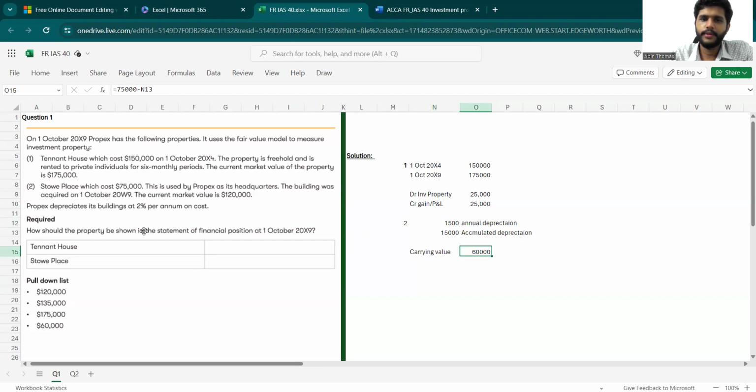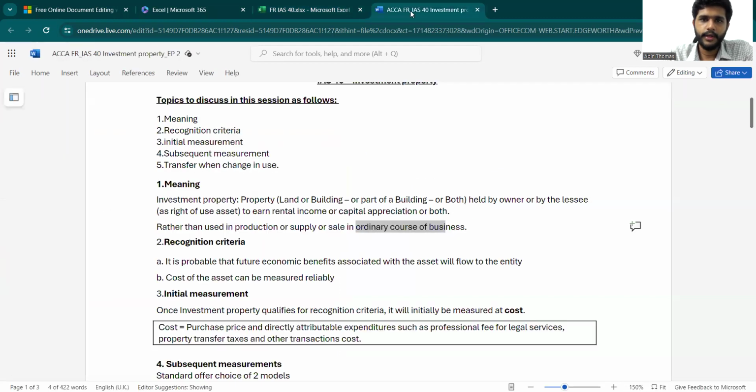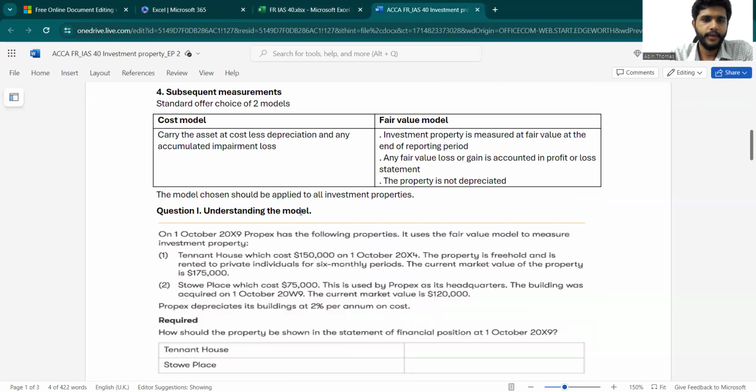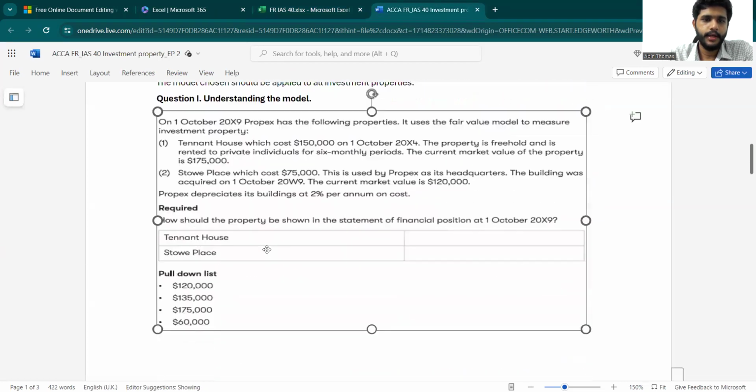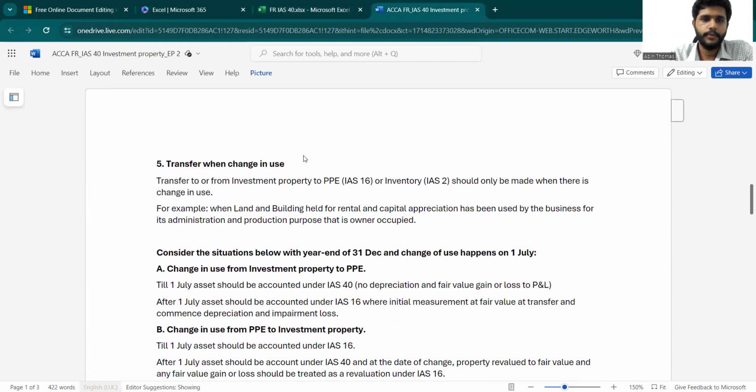Now I believe you got the picture about the two scenarios. So focus, don't ever mix up IAS 16 with IAS 40. You should always be cautious in answering the question in the exam. Okay. Moving on to our topic, we have done a question, and the next topic you are going to do is transfer when change in use.